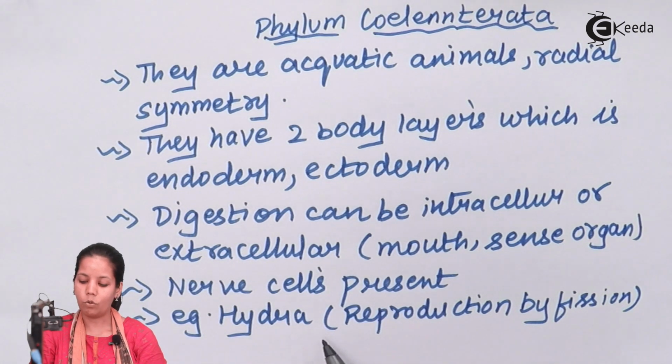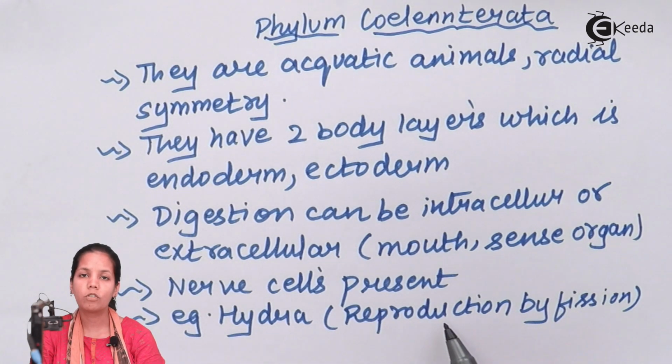Now, Hydra reproduce only by fission, and we know fission is a type of asexual reproduction. In fission, there's only one parent that's required, the parent Hydra, and when the gemmules or germules associate or dissociate from that Hydra parent, a new Hydra is formed.